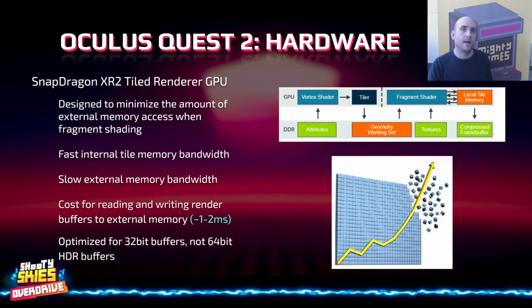Finally, the Oculus Quest 2 frame buffers are optimized for 32-bit buffers, not 64-bit HDR buffers. And so the extra precision and extra data that's contained in a 64-bit HDR buffer takes a fair bit more processing and transfer time as well. And that's something to be aware of when you want to add things like bloom in post-processing, because they generally require 64-bit HDR buffers.